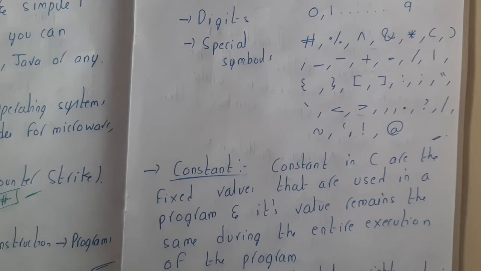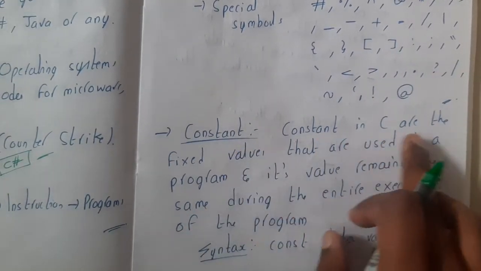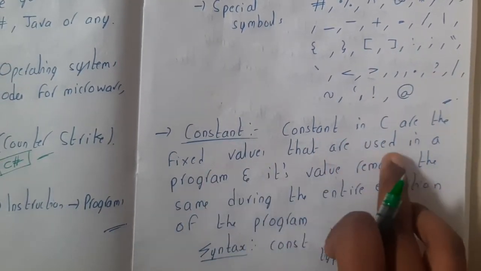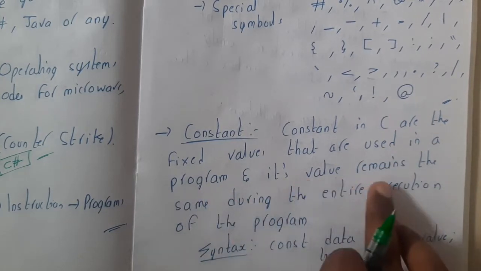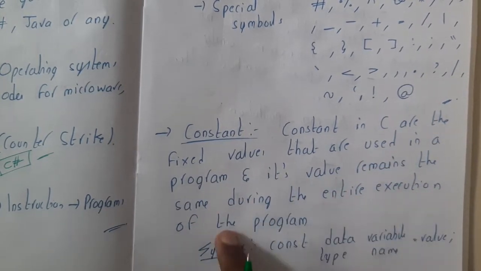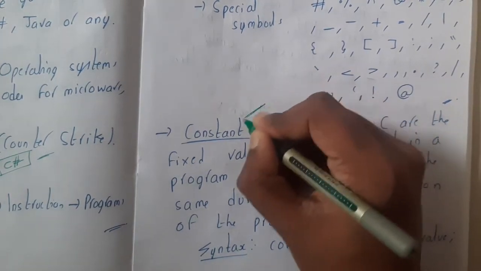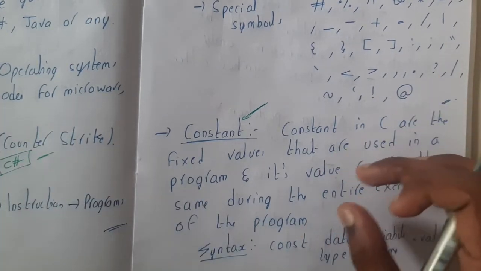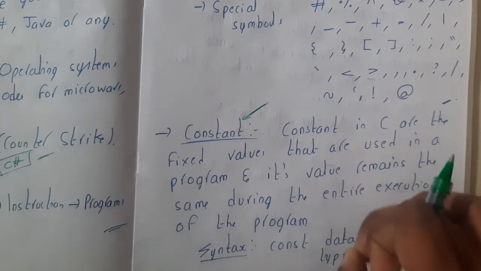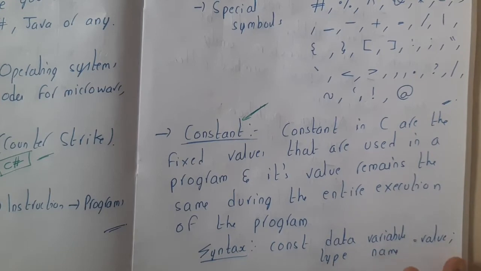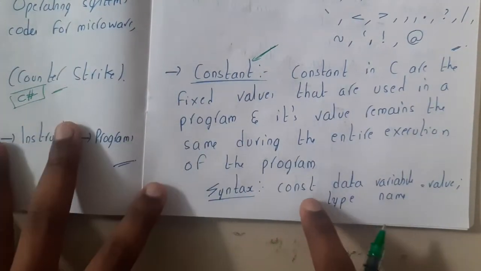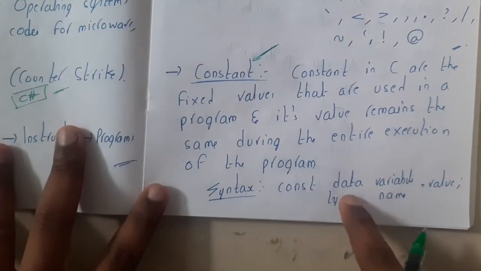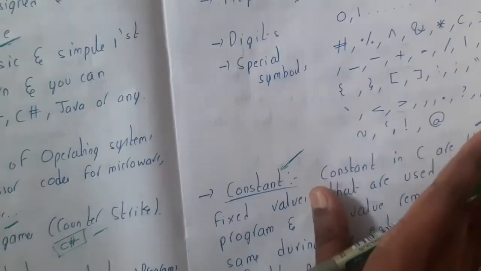Got it? Constants. Constants in C are the fixed values that are used in a program, and their values remain the same during the entire execution of the program. From the name only you can say it is a constant value, right? So the value whichever you are assigning inside that variable is fixed, guys. You cannot change it. That's what you should remember with respect to constant. The syntax is: const data type, variable name equals value. So it will look in this way.